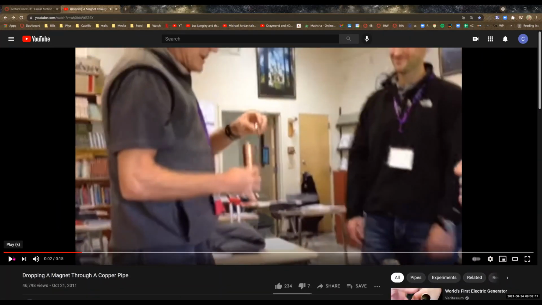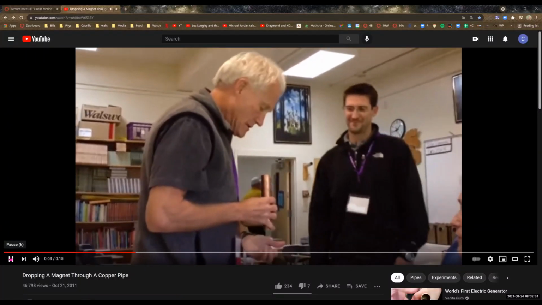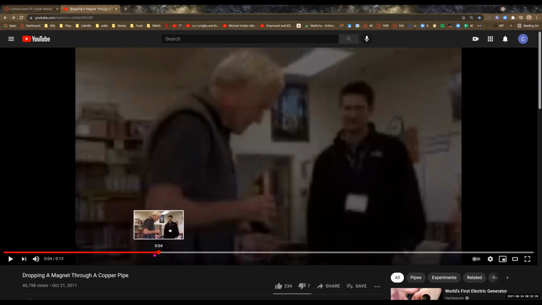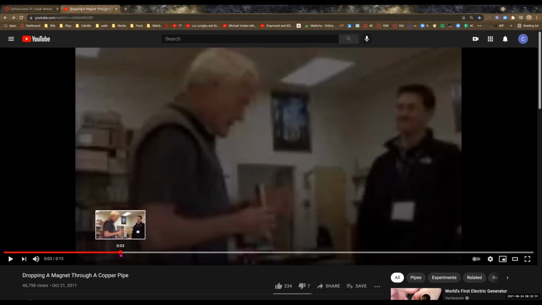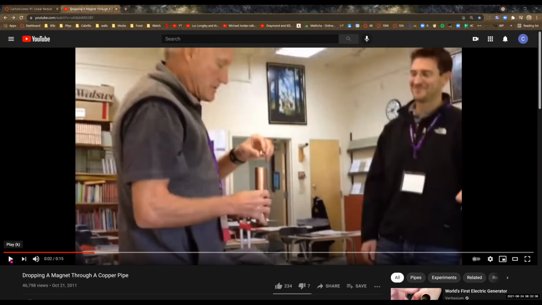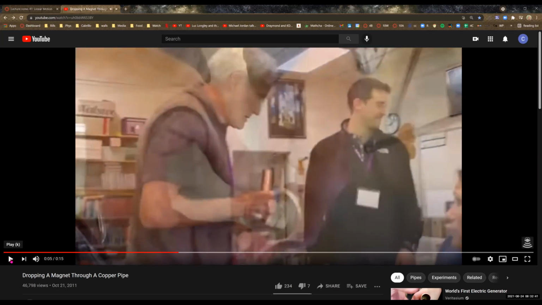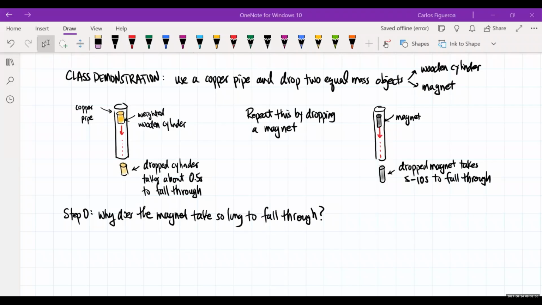Okay, here we go. So he's going to drop the magnet. You can see the magnet right there. Here's the copper pipe. So let's check it out. You see how long that took? Look at that. He's going to drop it right here. Look how long it takes. So that takes a surprisingly long time for it to fall. So then we come back here.